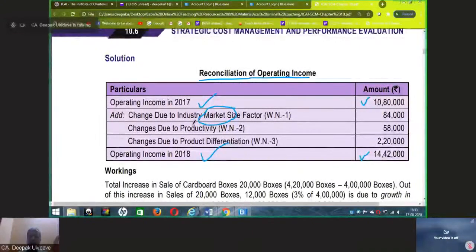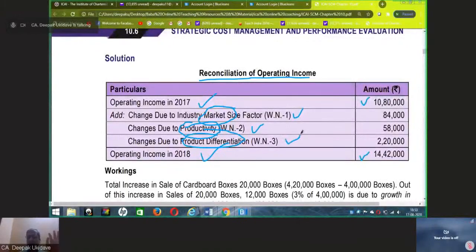Then change due to productivity. That is efficiency in operations. Working note 2. And change due to product differentiation. Product differentiation is cost leadership. You have price recovery, etc. You can see everywhere there is a working note. Working note 1, working note 2, and working note 3.